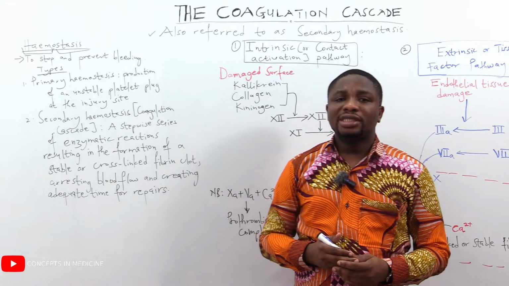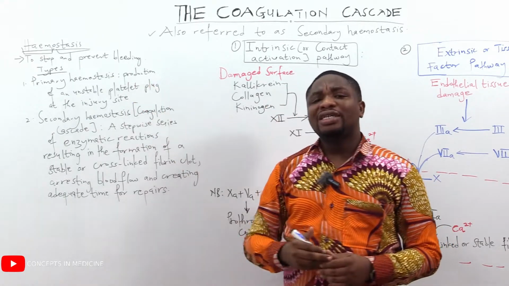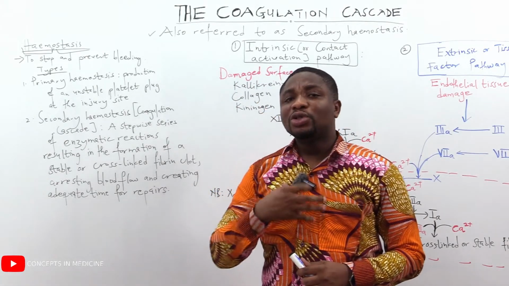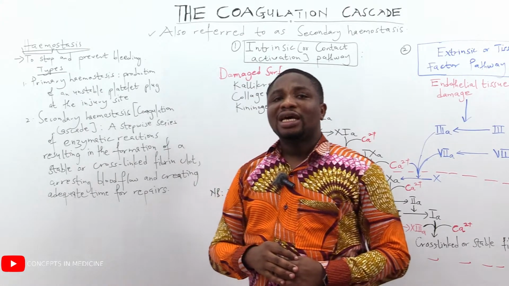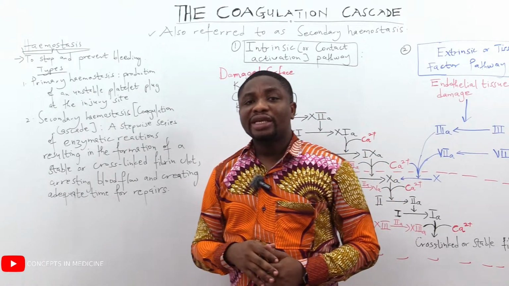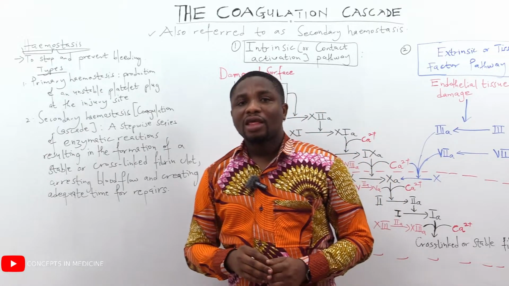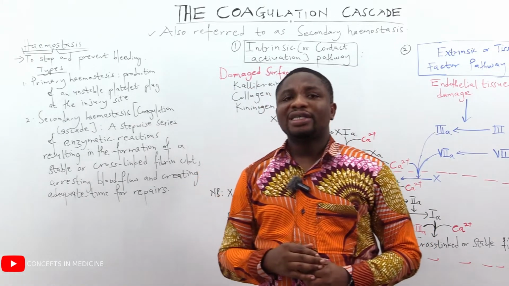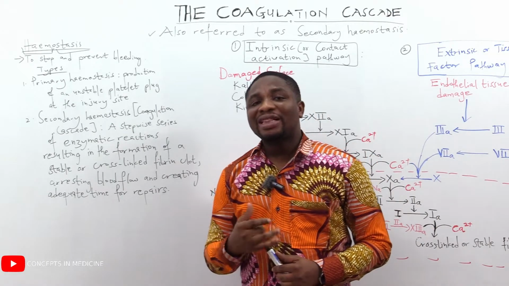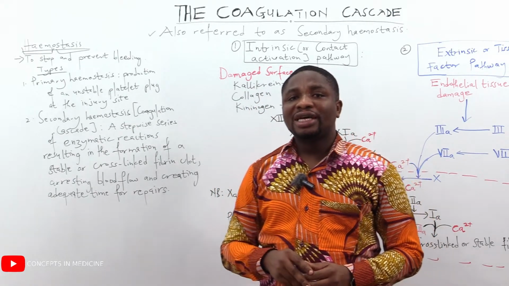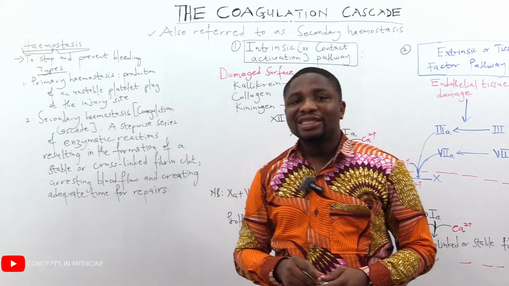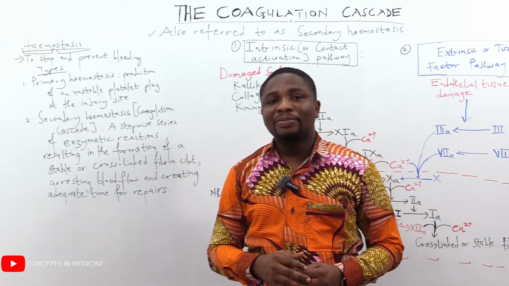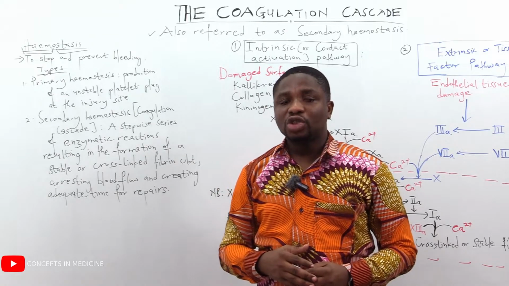The primary hemostasis involves the production of an unstable platelet plaque at the site of the injury. This may also involve local substances like collagen and von Willebrand factor, which is contained in the endothelial tissues. The secondary hemostasis involves a stepwise series of enzymatic reactions resulting in the production of a cross-linked or stable fibrin clot, and also creating adequate time for the repair of tissues.